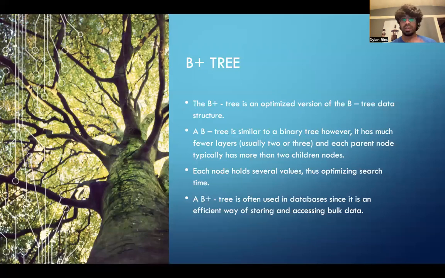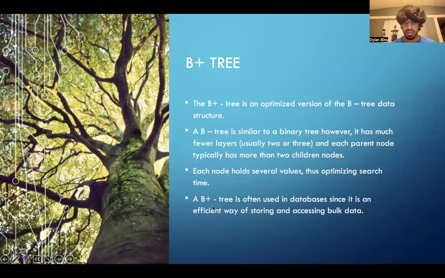So in short, a B plus tree is an optimized version of the B tree data structure. And if you don't know what that is, I'm not really going to spend time right now getting into it. Hopefully you could Google it or look into it. But a B tree, in short, is similar to a binary tree. However, it has much fewer layers, usually two or three, and each parent node has more than two children nodes. So in a binary tree, each node has two children nodes, but in a B tree, each node has multiple, but you could look further into it yourself.